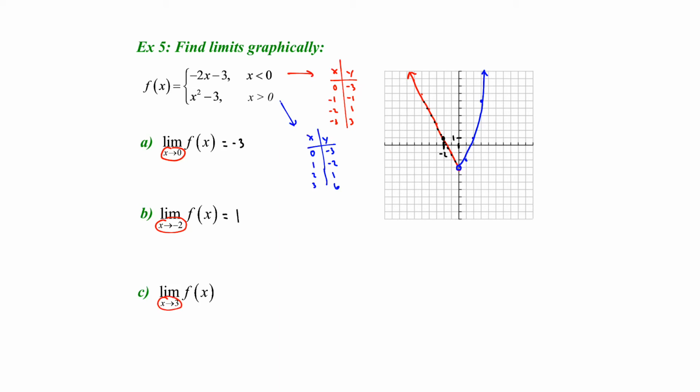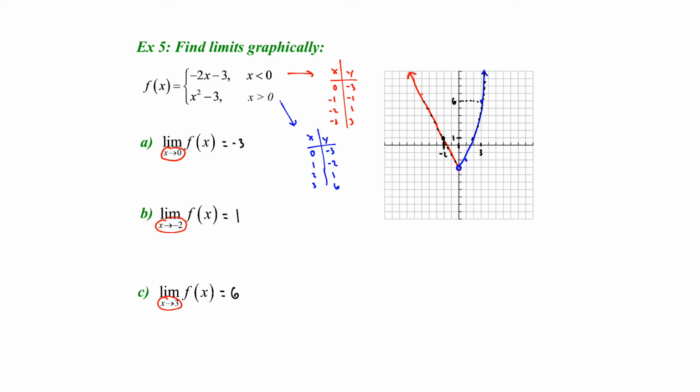And then the last one, as x approaches 3. So x is 3 right here. So from the left as it approaches this value, and from the right as it approaches x equals 3, what is it getting closer and closer to? And that appears to be 6.